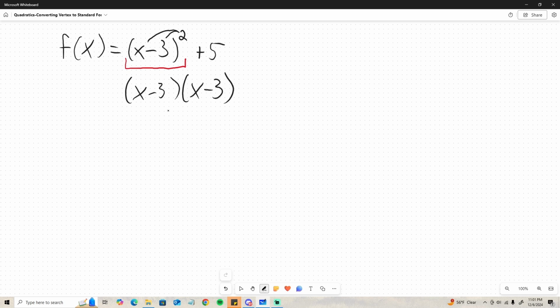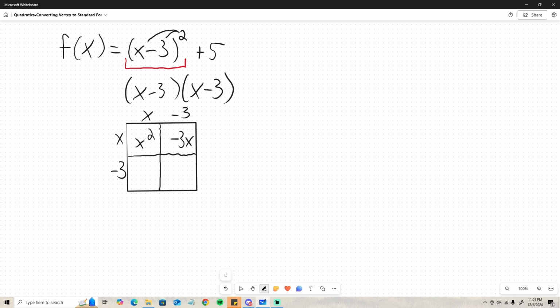And so to do this, there's multiple ways you could do this. You could distribute. I will do the box because I think a lot of people like using this, which is fair. All right, so let's plug it in. X minus 3 and x minus 3. What is x times x? That's just x squared. X times negative 3, negative 3x. X times negative 3, negative 3x. And negative 3 times negative 3, positive 9. So we found what x minus 3 squared is.